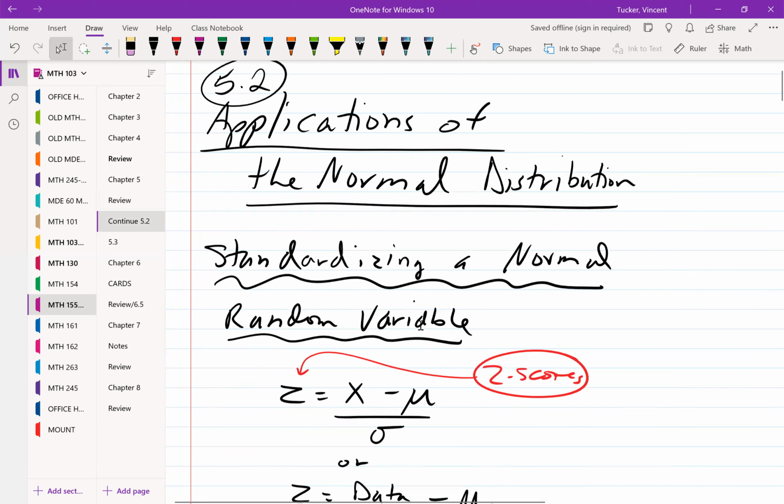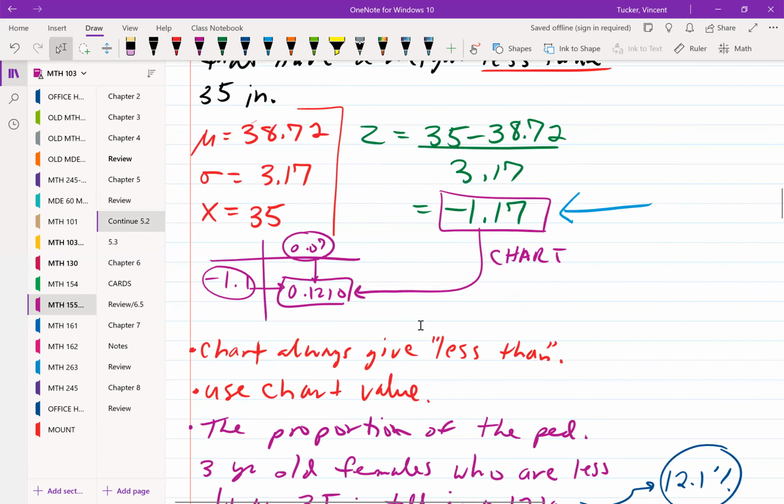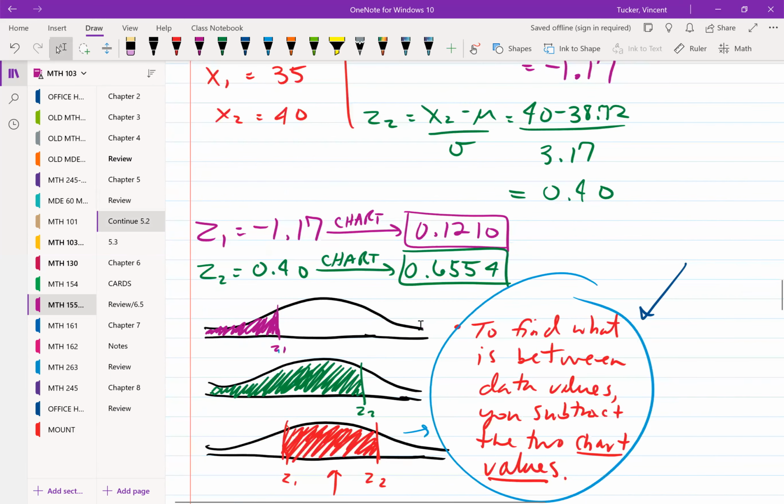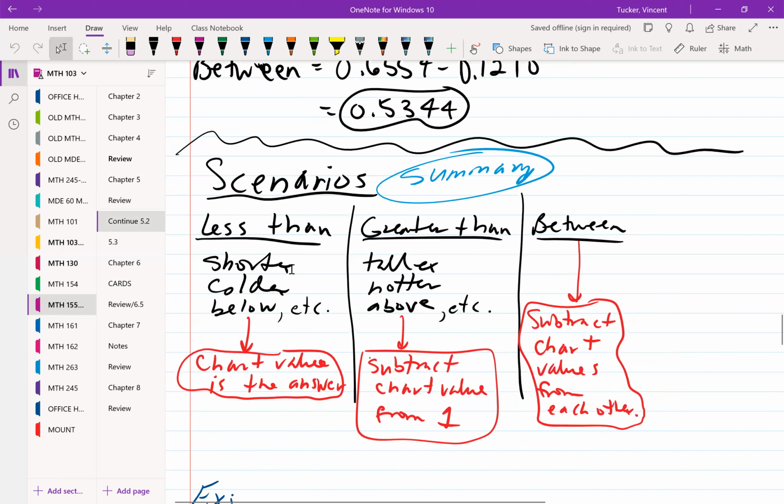As a matter of fact, as far as the class notes go, here's the summary of that. It doesn't always have to say less than, depending on the application. It could say shorter or colder or below. That represents less than. If it's greater than, it could be taller, hotter, above. So any of those wordings will let you know which one to go with. And between, the only word I've seen for between is between. But these are the three scenarios summed up.